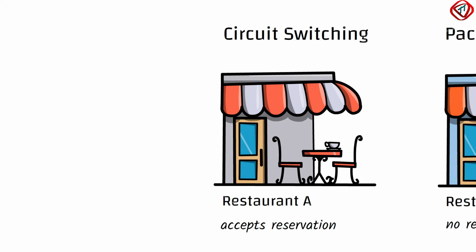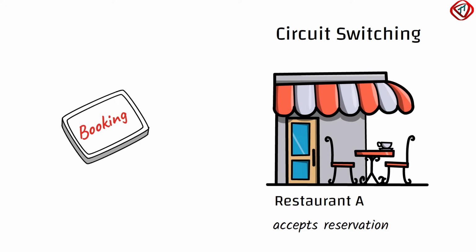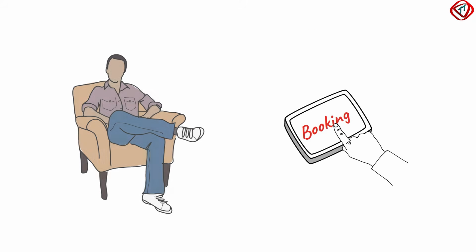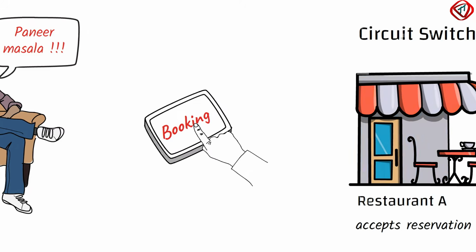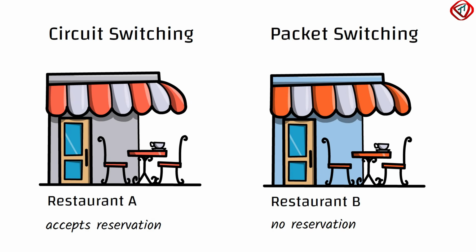If I want to go to restaurant A, I will have to book a table. So when I arrive at the restaurant, I can immediately be seated and can order my meal. On the other hand, restaurant B does not accept reservations. So when I arrive at the restaurant, I may have to wait in queues before I can be seated.